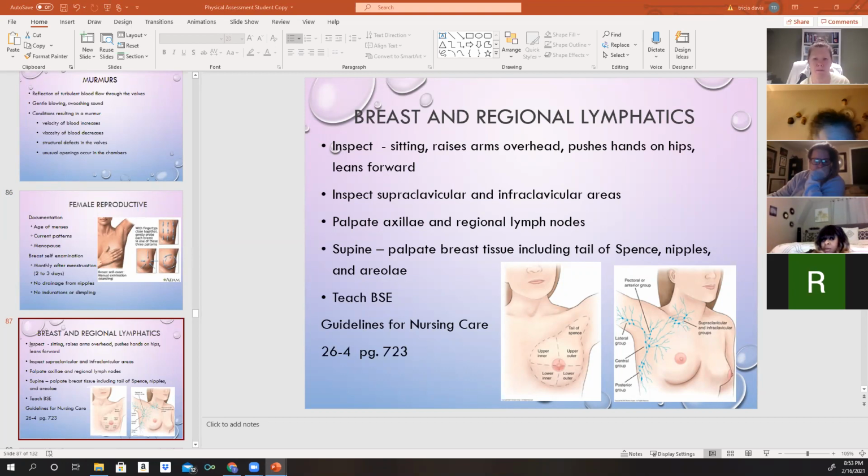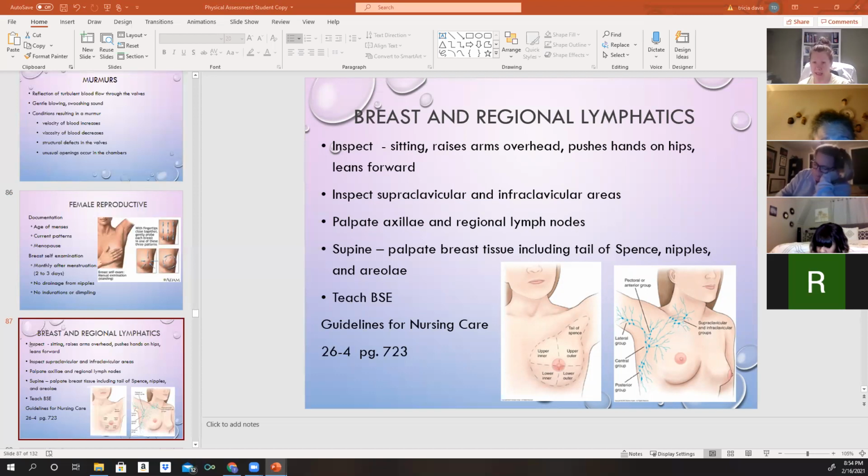So you want to inspect the patient. You want to have the patient sit at the edge of the bed or very high, like in a high Fowler, up in the bed, raise their arms up overhead, push their hands on their hips and lean forward. You can look at their supraclavicular area, their infraclavicular area. You can palpate under their arm, check for any swollen lymph nodes.